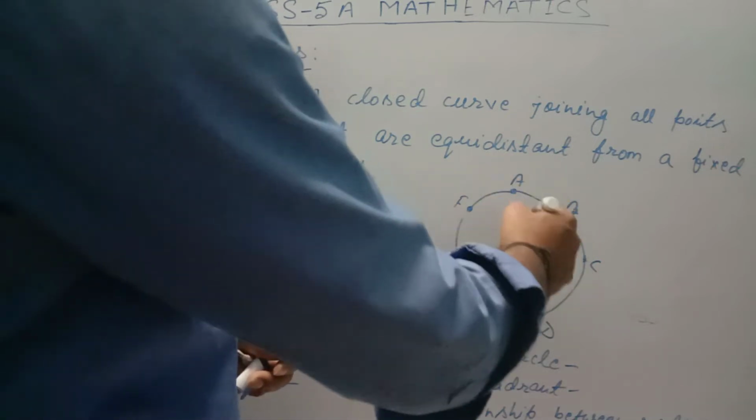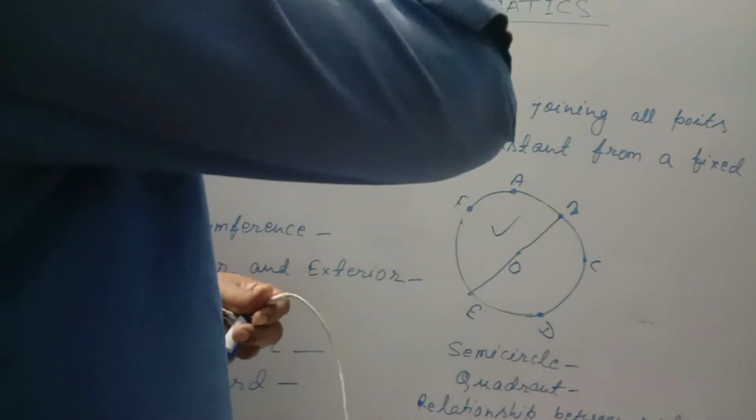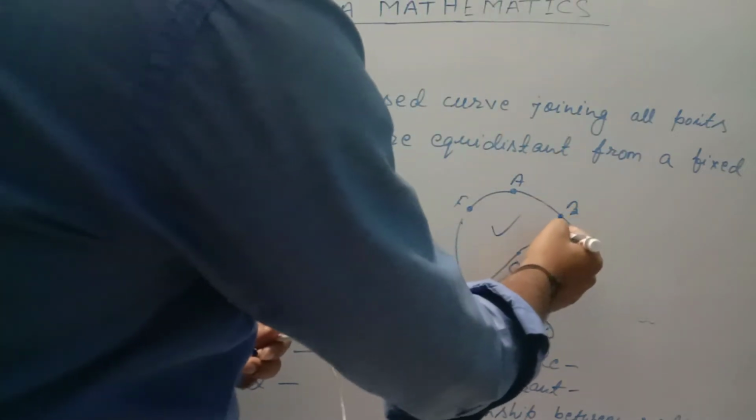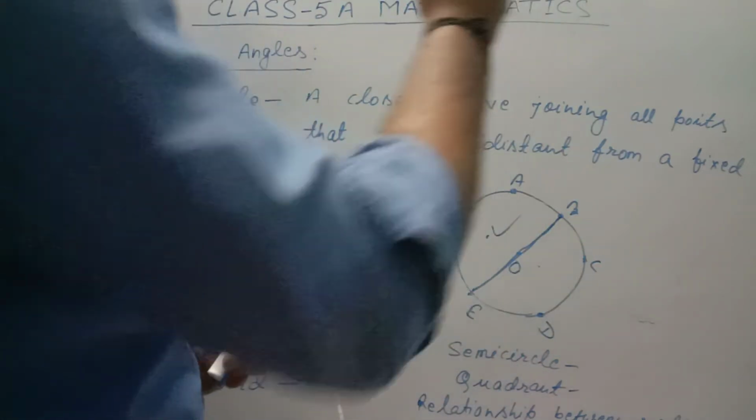Then this circle has 2 semicircles. This one, B A F E, and this one, A C D E. There are 2 semicircles that are divided by the diameter, and both the semicircles are equal.